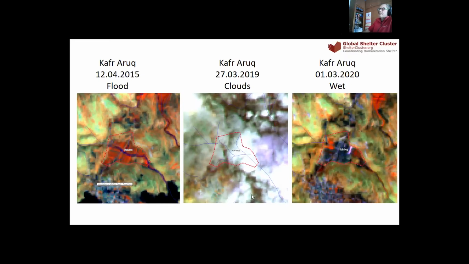This is another example. I did the same workflow on the 27th of March, and it was cloudy. So this is actually useless for me, so I would throw away this image or this date. Here I did the same process on the 1st of March 2020, and the quality is very bad. So yes, eventually you could get some information out of it, but it's not as clear as this one.